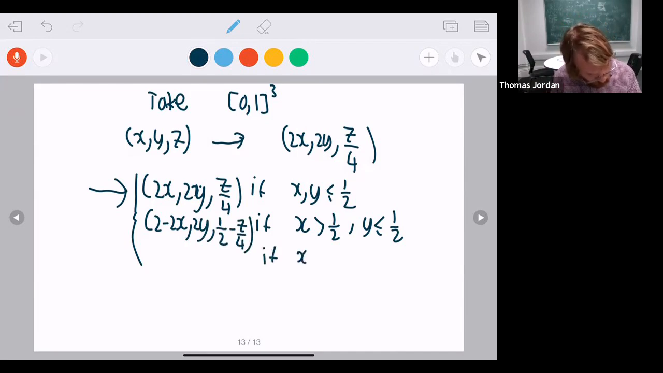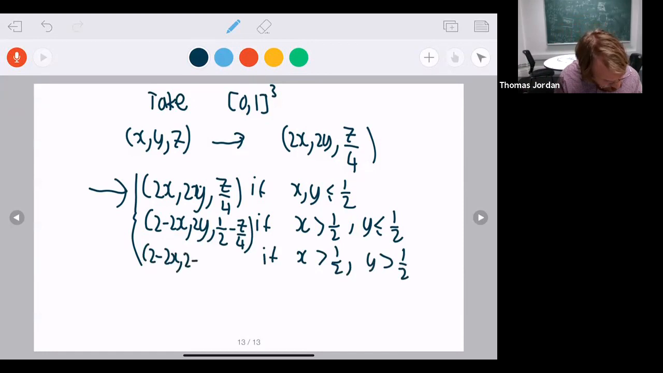Then if x is greater than a half and y is greater than a half, then the folds in both directions are acting, so we're going to get 2 minus 2x, 2 minus 2y, and then we're trying to fold twice in the z direction, so we're now going to get a half plus z over 4.